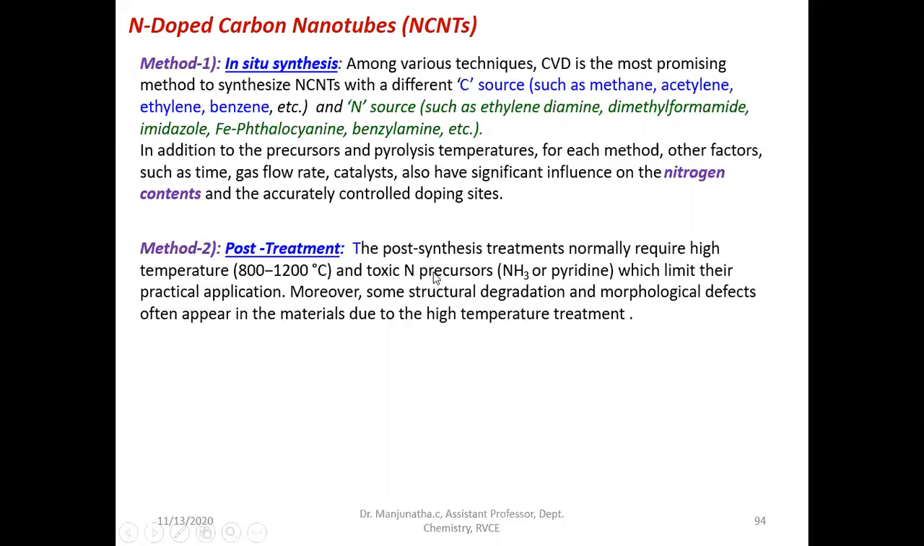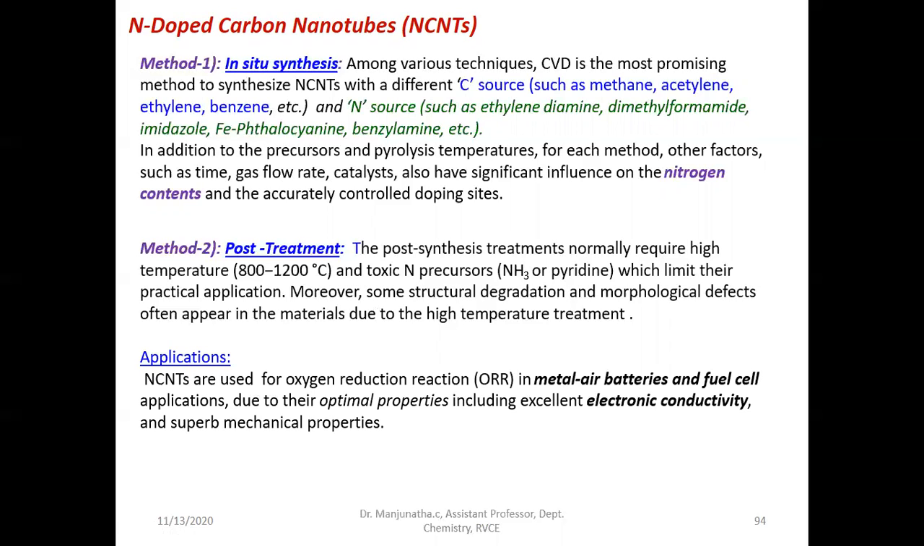Or the other way is first you prepare a CNT, carbon nanotube, then you go for post treatment. It means again you take those prepared carbon nanotubes and, using ammonia and pyridine vapors, carry out the reaction in an inert atmosphere at 800 to 1200 degrees centigrade. So some of the carbon atoms can be replaced by nitrogen atoms in that reducing environment. So these are 2 ways of preparing nitrogen doped carbon nanotube. One is in situ synthesis and the other one is post treatment.